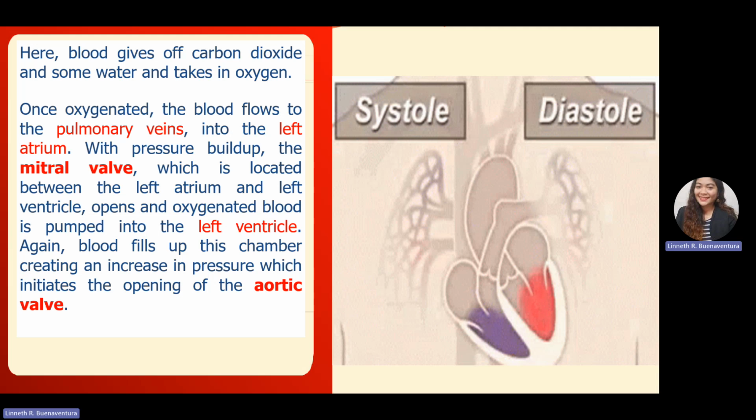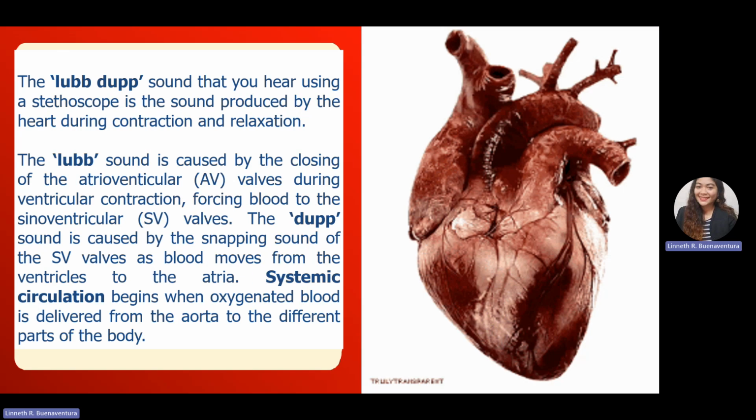backflow of the blood. So once it is filled, the aortic valve will open, and then it creates the lub-dub sounds. Okay, through the opening and closing of the valves, it creates the specific sound known as the lub-dub sounds that we can hear using the stethoscope. So it is the sound produced by the heart during the contraction and relaxation.